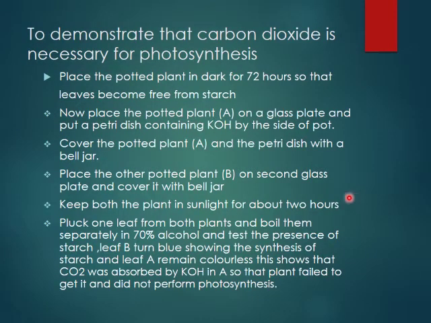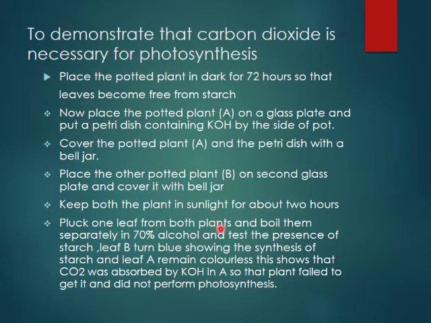Now place the potted plant in dark for 72 hours so that the leaves become free from starch. Now place the potted plant A on a glass plate and put a petri dish containing KOH by the side of the pot. Cover the potted plant A with a bell jar. Place the other potted plant B on a second glass plate and cover it with a bell jar. Keep both the plants in sunlight for about 2 hours.